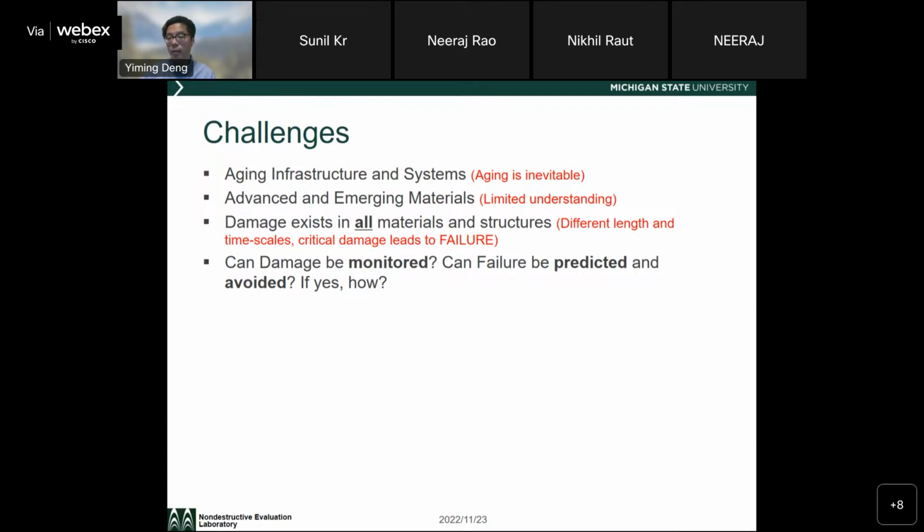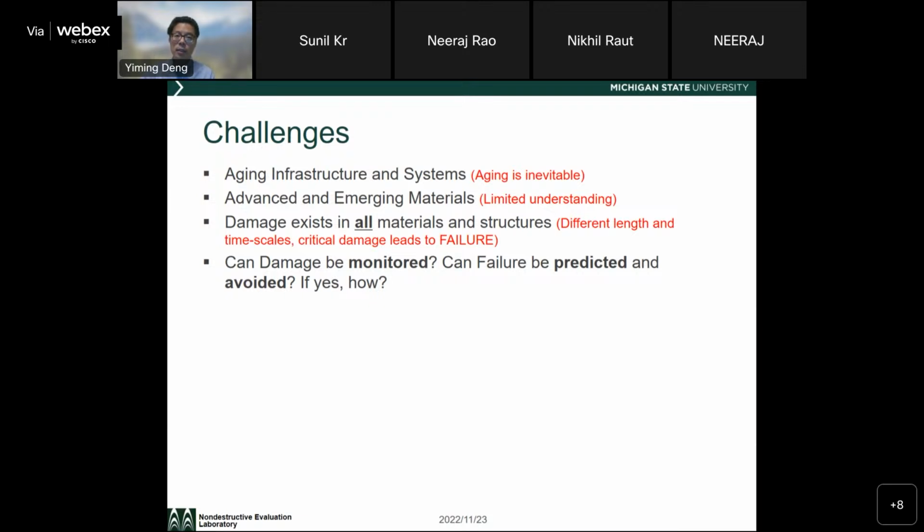Let's say I have a plane in a battlefield, that plane has been hit and it returned. Now I have to make a timely decision. Can I let this airplane take off again, have another task, or do I have to repair something, or ground it to make sure it's safe? So this is actually the idea of continuous monitoring and inline non-destructive evaluation before the complex system reaches the failure stage.